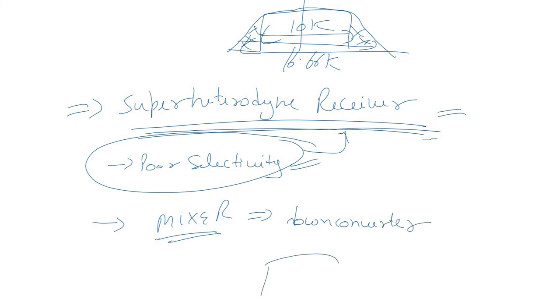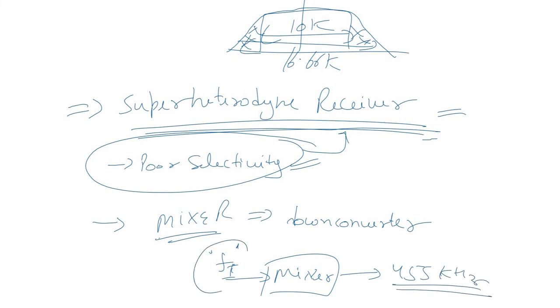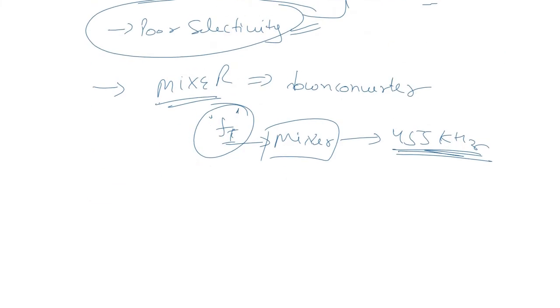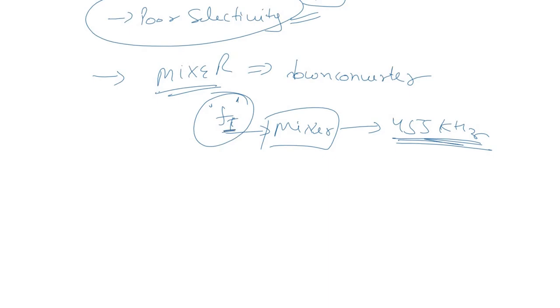So the purpose of the mixer is that whatever the input frequency Fi is, it is down converted into 455 kilohertz. Irrespective of the input frequency, the mixer converts it into 455 kilohertz by multiplying it with some different frequency. I will study that part in detail in the subsequent part of this lecture. So the concept is it down converts the input frequency to 455 kilohertz.